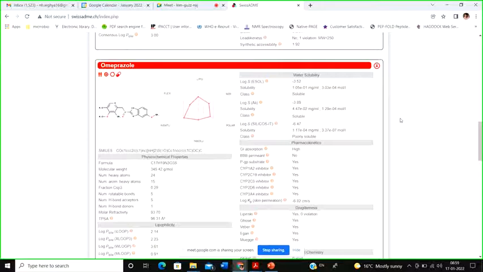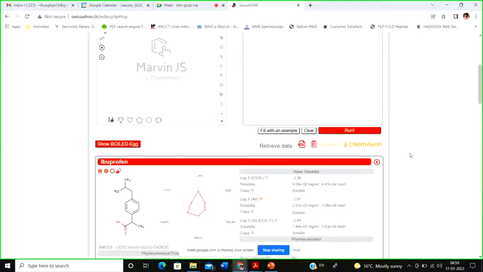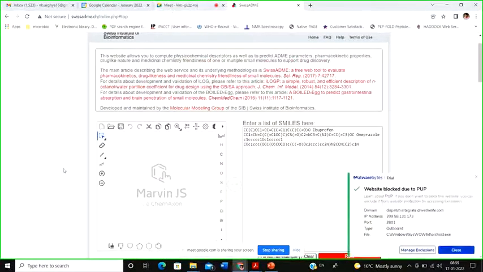Okay, so this is that particular server that gives you an idea about whether the molecule is going to work or not. So simply develop some molecule, get its SMILES notation, and search it here to see whether the molecule is fine or not. Clear? Clear, sir.